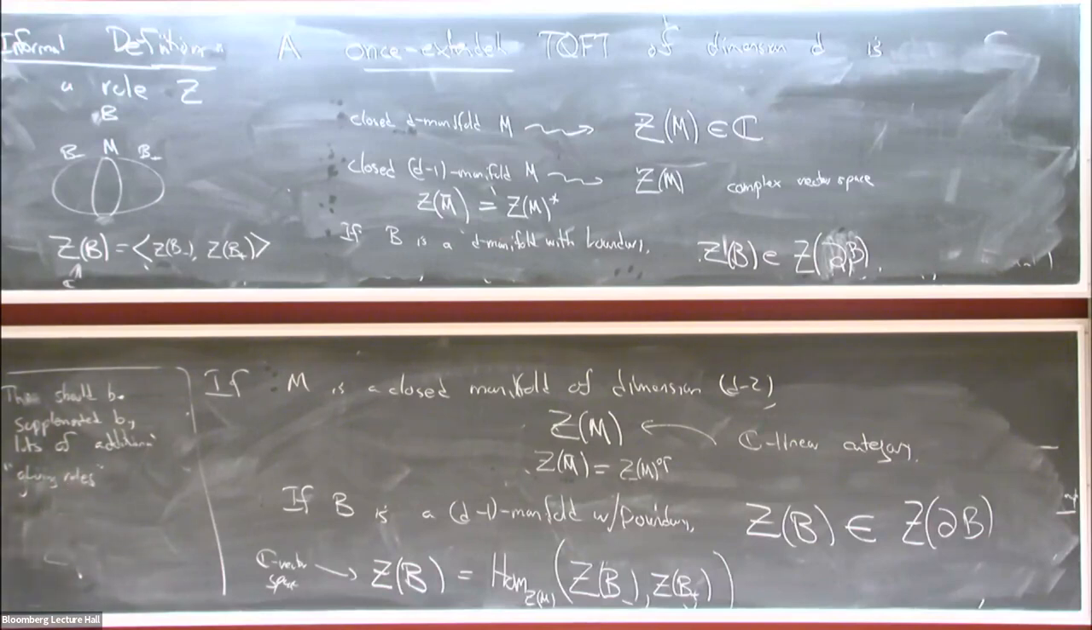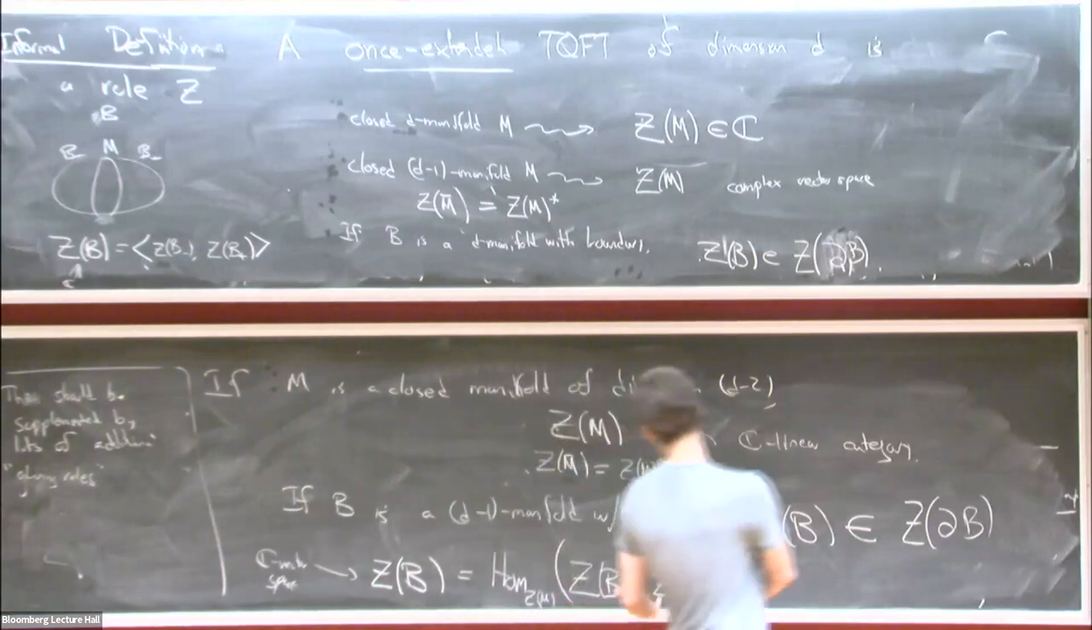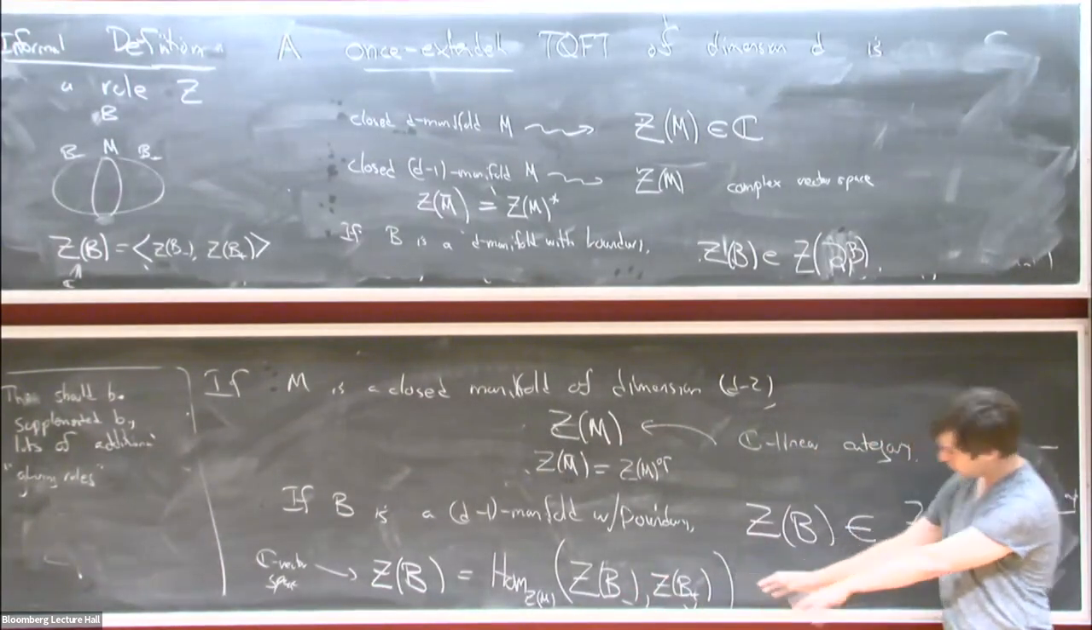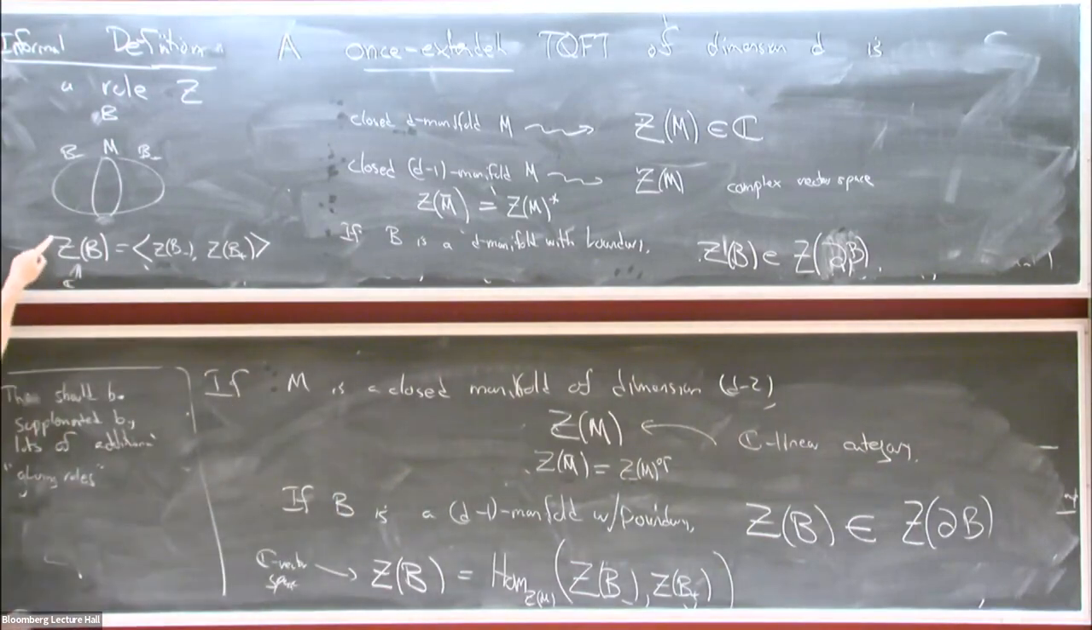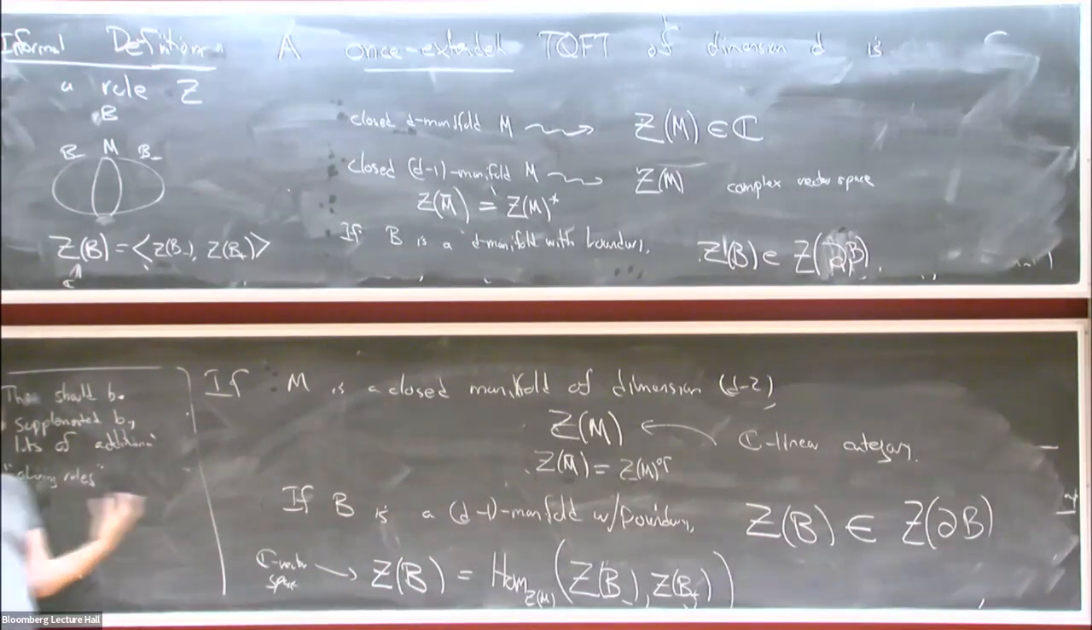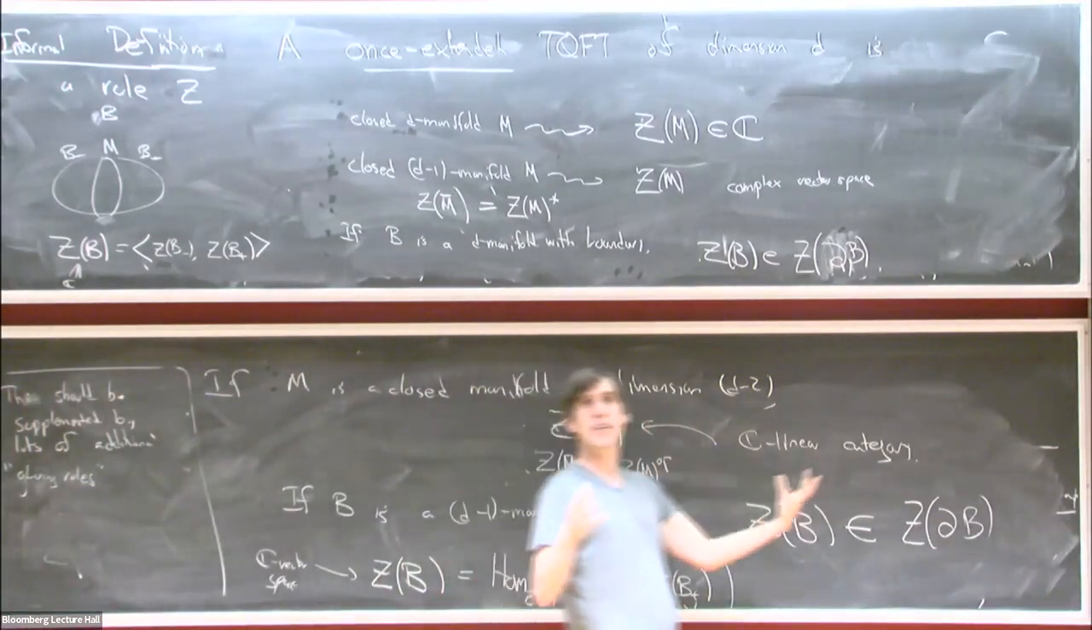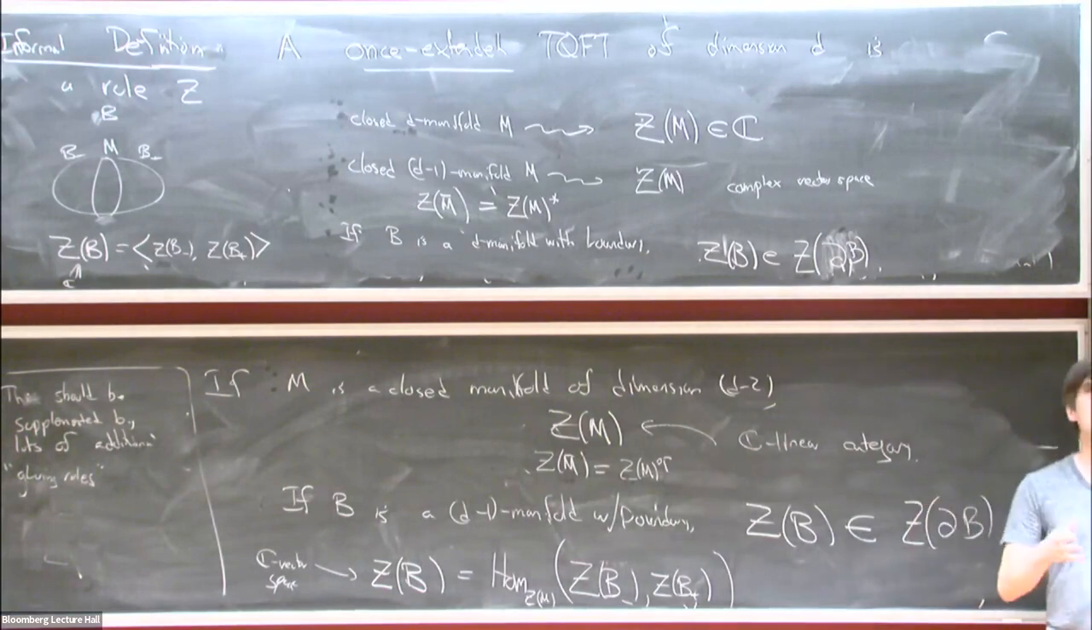The gluing rules should tell you not just what happens when you glue together, let's say, a closed manifold out of two pieces along a common boundary, but it should also tell you what happens when you glue together a manifold of dimension D as a union of pieces that are manifolds with corners.